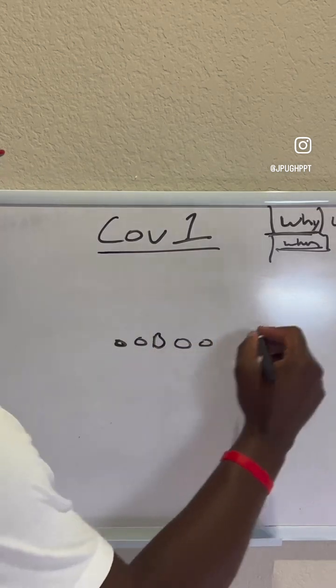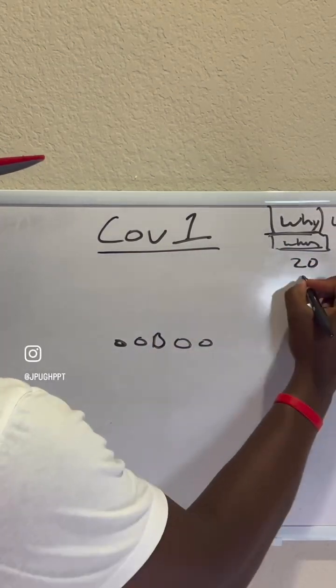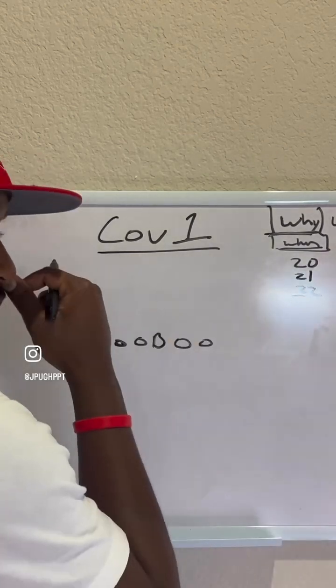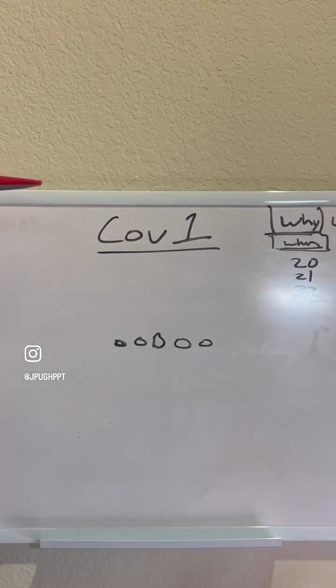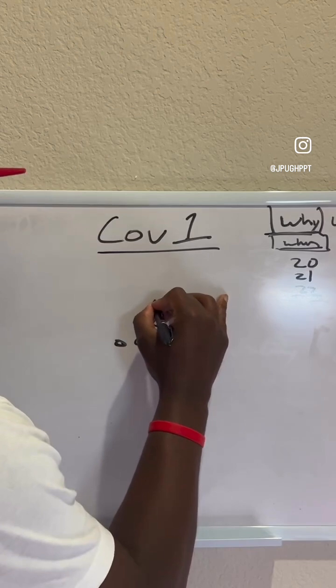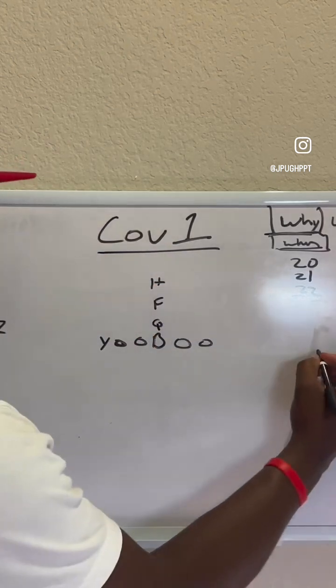So usually when you use it, you usually use it in 20 personnel, 21 personnel, maybe 22. What does that mean? The first number is the number of backs that you have. The second number is the number of receivers or tight ends that you have, okay? So now we're using it mainly in a two-back set, right? So we're looking at a two-back set here, a true pro formation.